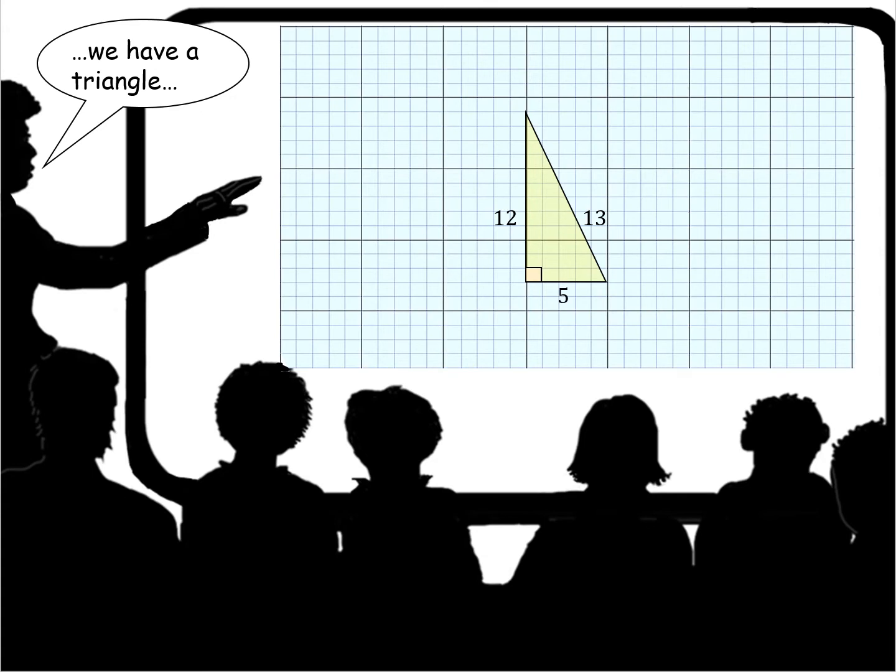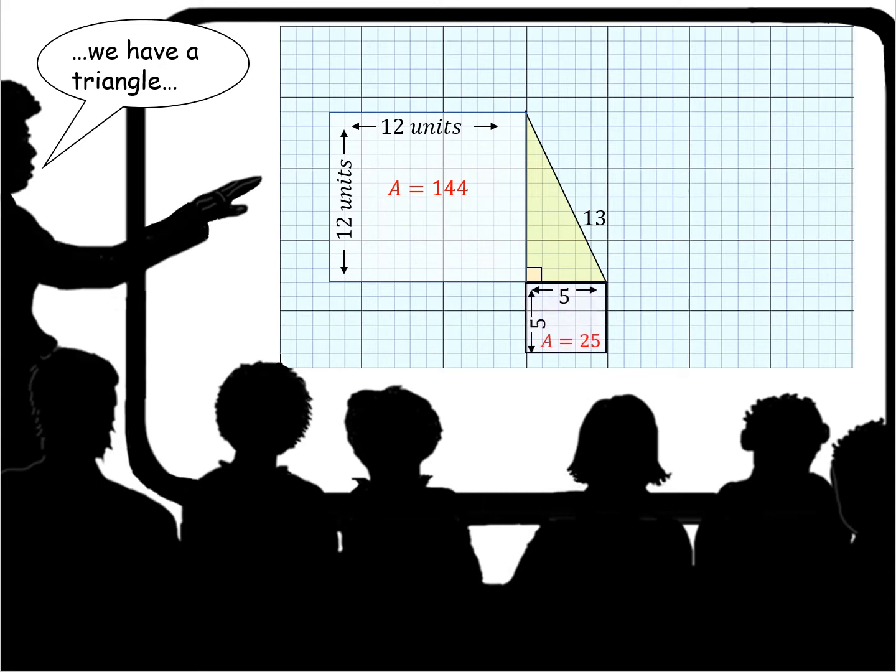So here we have a triangle with sides 12 units, 13 units, and 5 units. So the square for the one side is going to be 12 units by 12 units, and the area is 144 square units. And on the shortest side, the square is going to be a 5 by 5 unit square with an area of 25 square units.